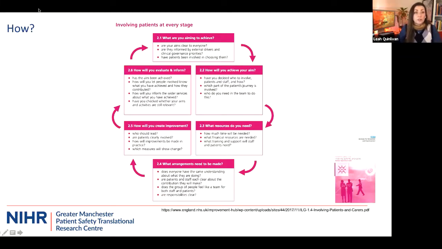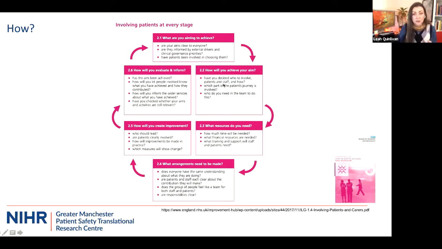This is from one of the resources, and it's how to involve people, from this resource here. It's based on the Plan, Do, Study, Act model of quality improvement, and it gives the steps at each stage. So what are you aiming to achieve? Have patients been involved in choosing them? How will you achieve your aim? Is it part of the patient's journey?